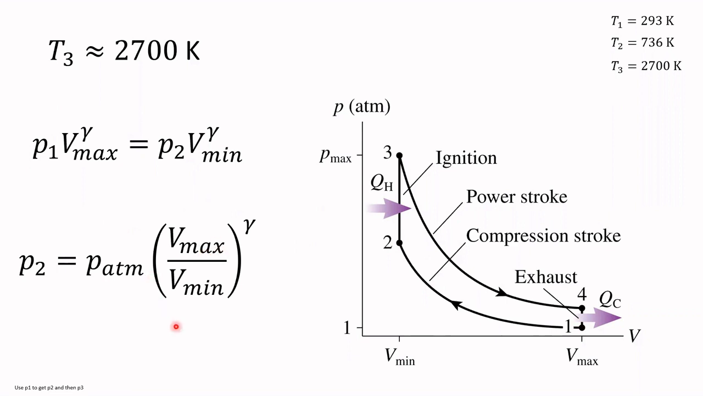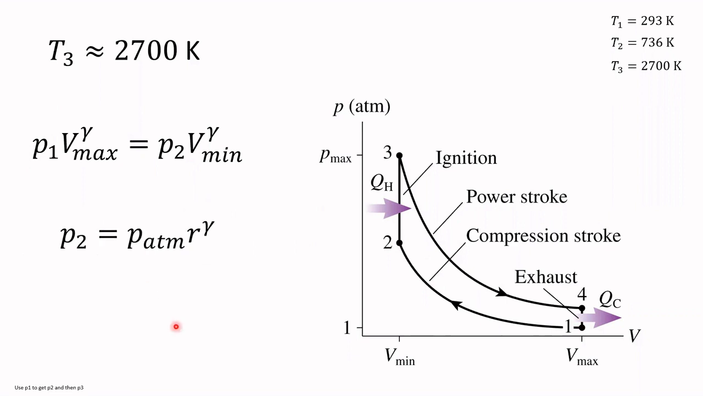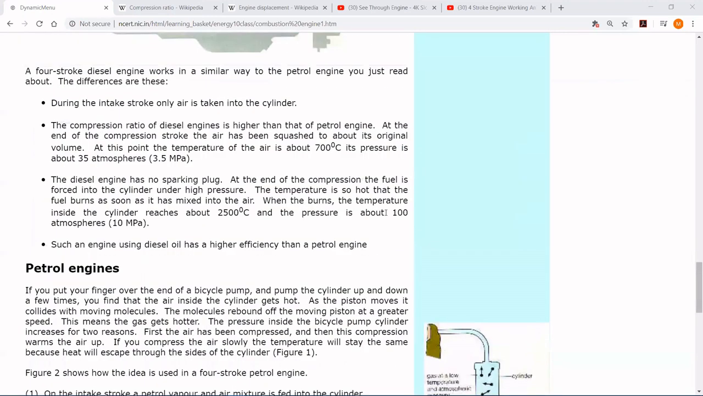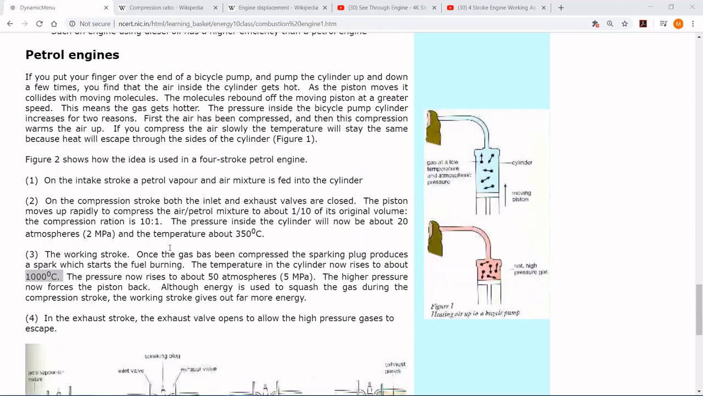Well, this is the compression ratio, which I'm taking to be 10. So take atmospheric pressure times 10 to the gamma. And of course, gamma is 1.4. I plug in numbers, and I find that the pressure here should be 25 atmospheres. Well, let me take a look at the website and see if they give a similar number. Okay, well, they're actually giving a value of 20 atmospheres, even for the gas engine. What did they say for diesel? 35. Okay, my value of 25 is somewhere in between 20 and 35.